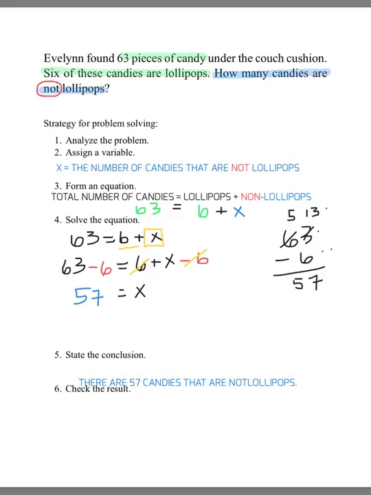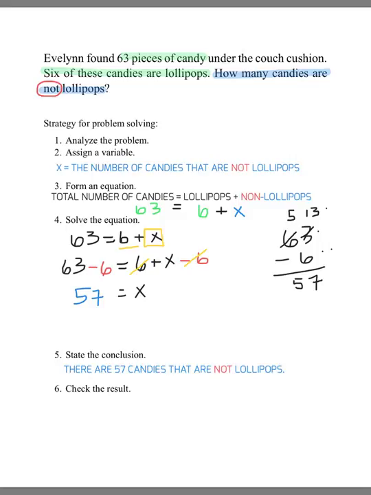And I'm going to do you one better. Again, I'm going to change this into red just to highlight the fact that we're maintaining consistency throughout the entire problem. So here we go. So again, the question asked, how many candies are not lollipops? And our response is, there are 57 candies that are not lollipops.